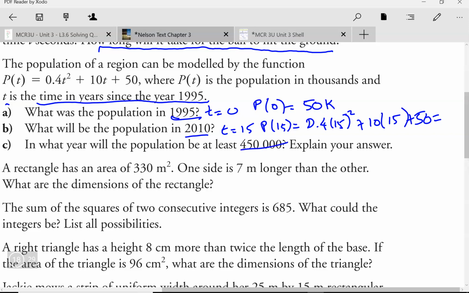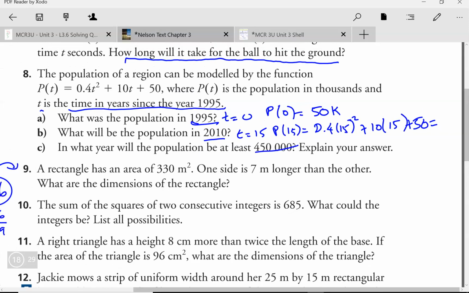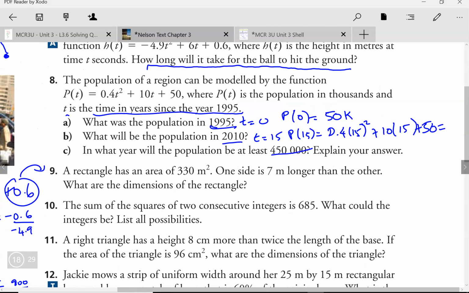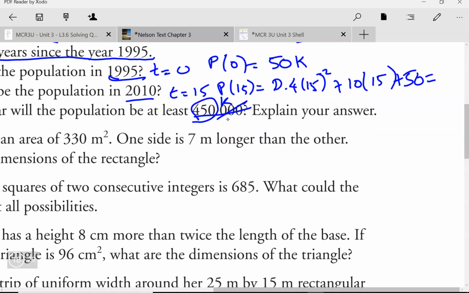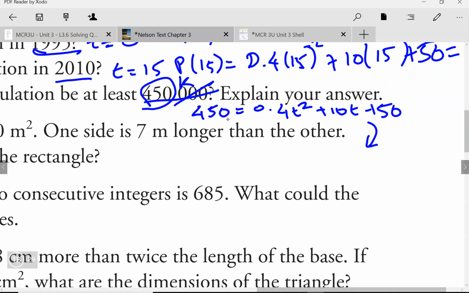And this is the question we're going to watch out for. What year will the population be at least 450k? I'm going to scratch this off and put k so that I can sub in just 450, because this equation is in thousands of people. So I'm going to say 450 equals 0.4t squared plus 10t plus 50. Those of you who have been following all the videos hopefully see that this is very similar to one of the other questions that we got stuck on and skipped before. So you can go back and try that one, because now I know how to solve this.